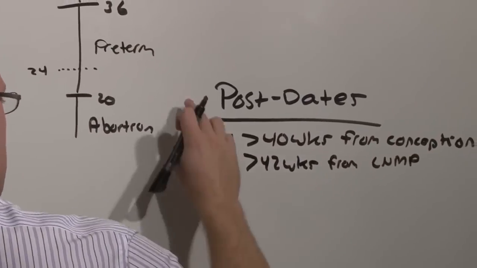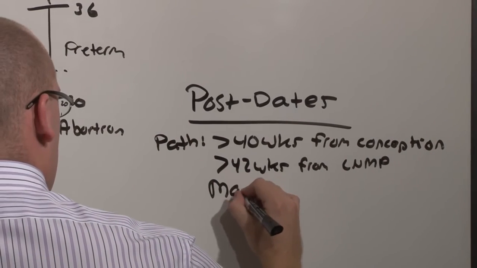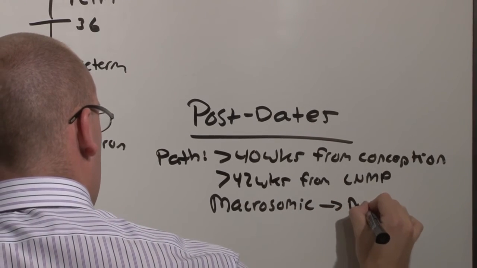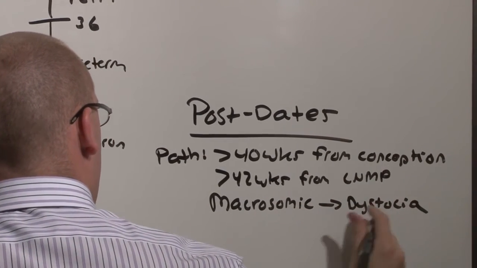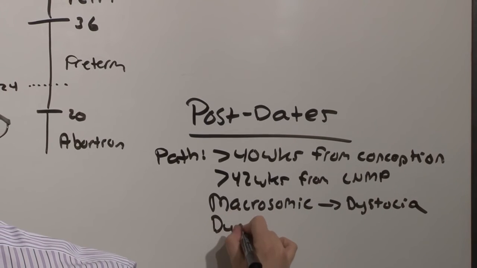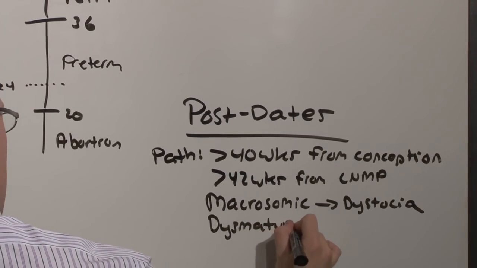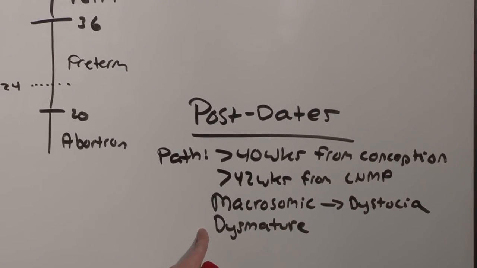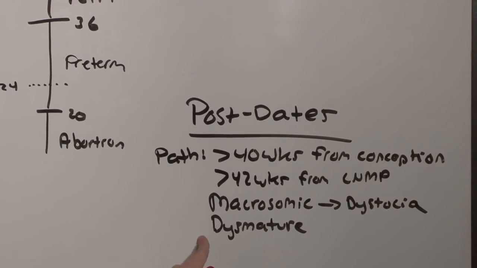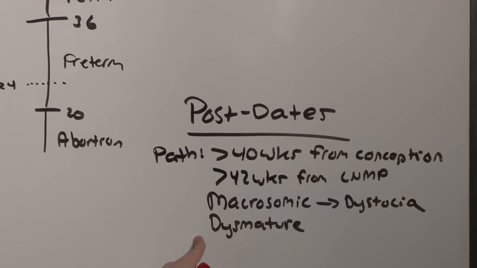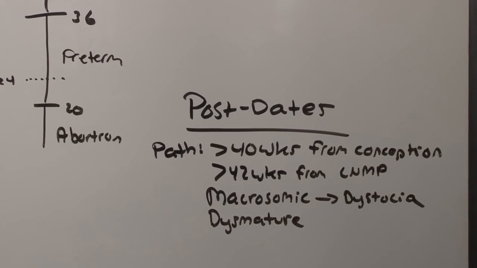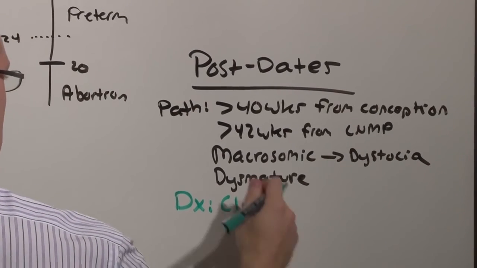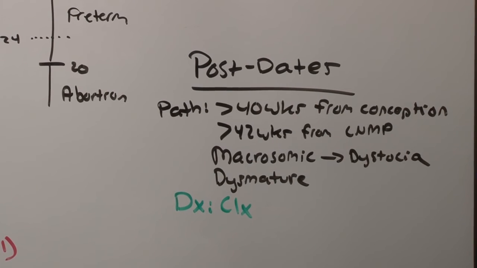And the problem with post-dates babies is that they're going to be big, which puts them at risk for shoulder dystocia, and they're going to be dysmature. You're going to learn more about the dysmature neonate in pediatrics. But just know that overdevelopment is not good. Underdevelopment is not good either. Babies need to be delivered at term. To diagnose a baby post-dates, you simply look at how long baby's been in.